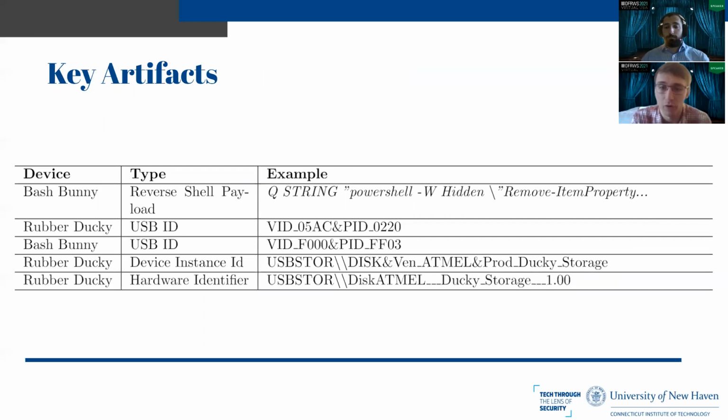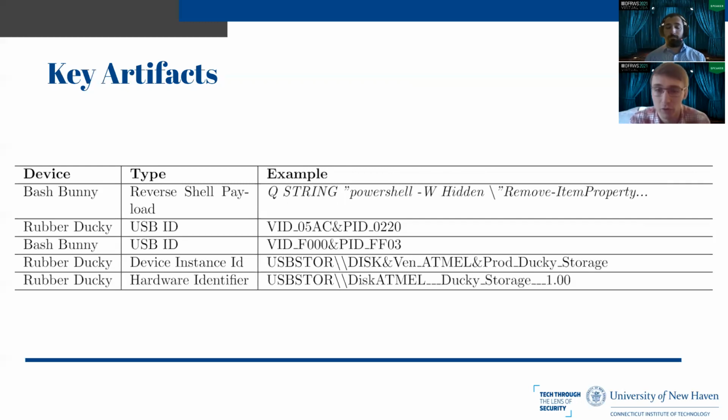The first row in the table is the reverse shell payload executed by the Bash Bunny. You'll notice the Q string in front of it is the proprietary scripting language. We attempted to reboot the system and re-execute the payload, and it was still found. So for whatever reason, the entire payload in its original format is in memory on the host system. It is not just interpreting it locally on the Bash Bunny device. It's actually transferring over the full proprietary scripting language file and interpreting it there.